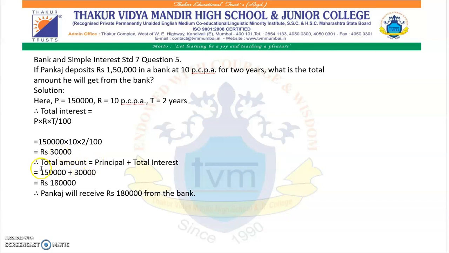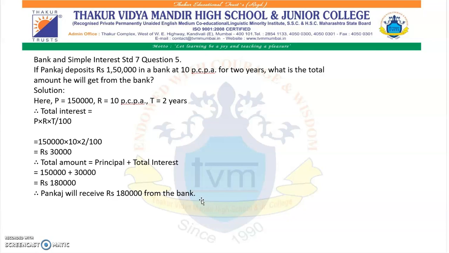We get rupees 30,000. Therefore, total amount equals principal plus total interest. Principal was given 1,50,000 plus interest was 30,000. So the total amount is 1,80,000. Therefore, Pankaj will receive rupees 1,80,000 from the bank. They only asked what is the total amount he will get from the bank, so he is getting 1,80,000 from the bank.